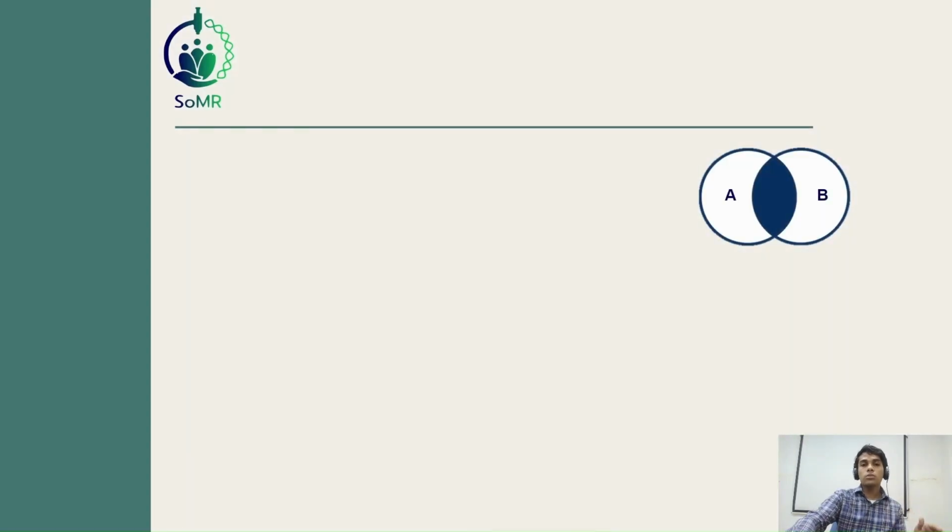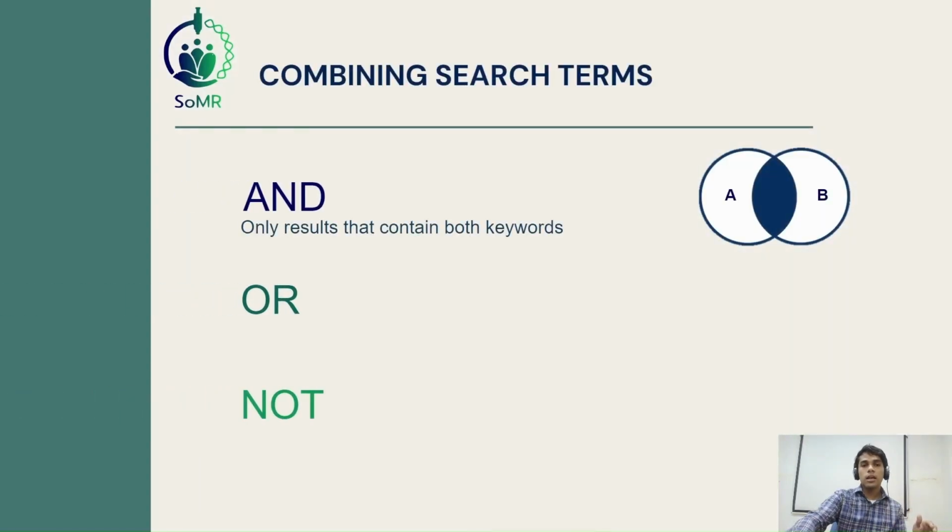Now, when we talk about combining search terms, I talk about and, or, and not. These are actually called the Boolean operators. So for and, let's take azithromycin and COVID-19 again. Let's say A is azithromycin, B is COVID-19. Now, when you add the word and while you are searching, you will get only those articles that have both the keywords. You will get papers that talk about azithromycin and COVID-19.